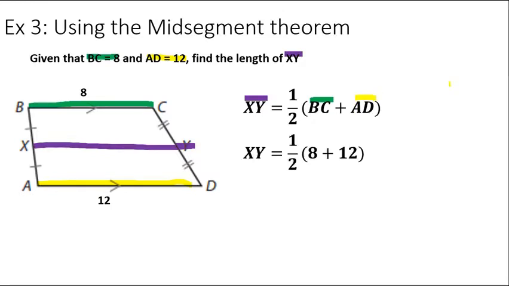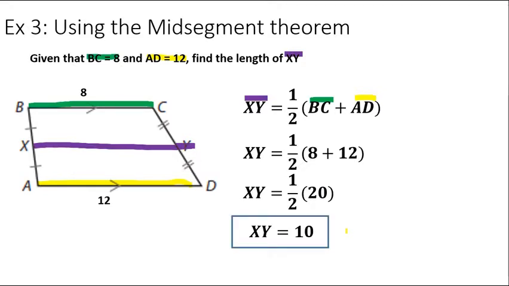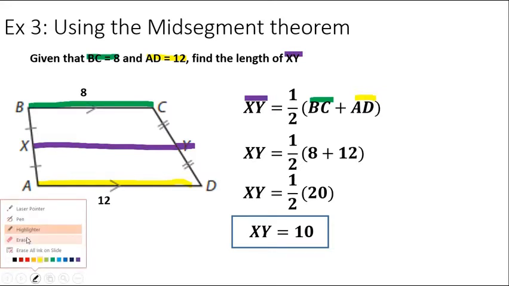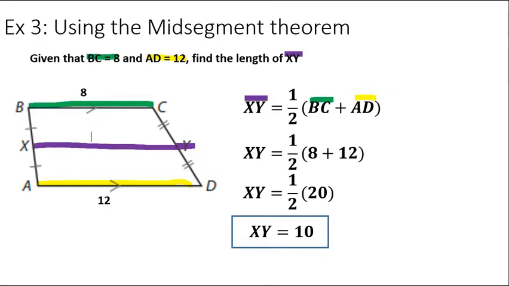Okay, so first thing we do is we take 8 and 12 and we add them together. So that gives us 20. And then half of 20 is 10. So we say XY equals 10. So what I could do here is that means that this right here is the length of 10.